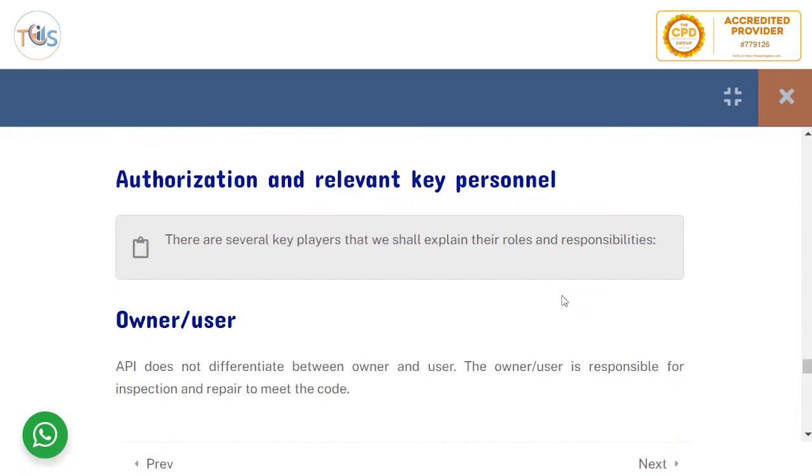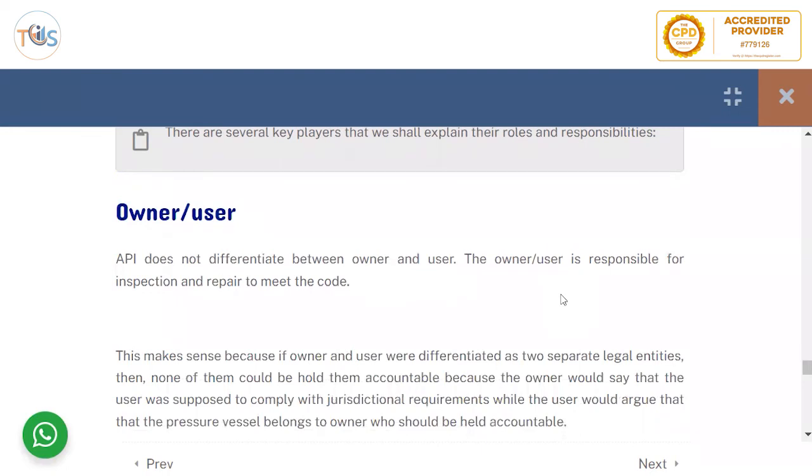According to the API, the most important player is the owner-user, and the API does not differentiate between owner and user. The reason is that the vessel might legally belong to somebody else but be operated by another entity. So if things go wrong, the user can always say, it doesn't belong to me, it belongs to the owner. And the owner can say, I gave it to that other entity to use, so he should have done due diligence. So in the eyes of API, both owner and user are equally responsible if they are two different legal entities.